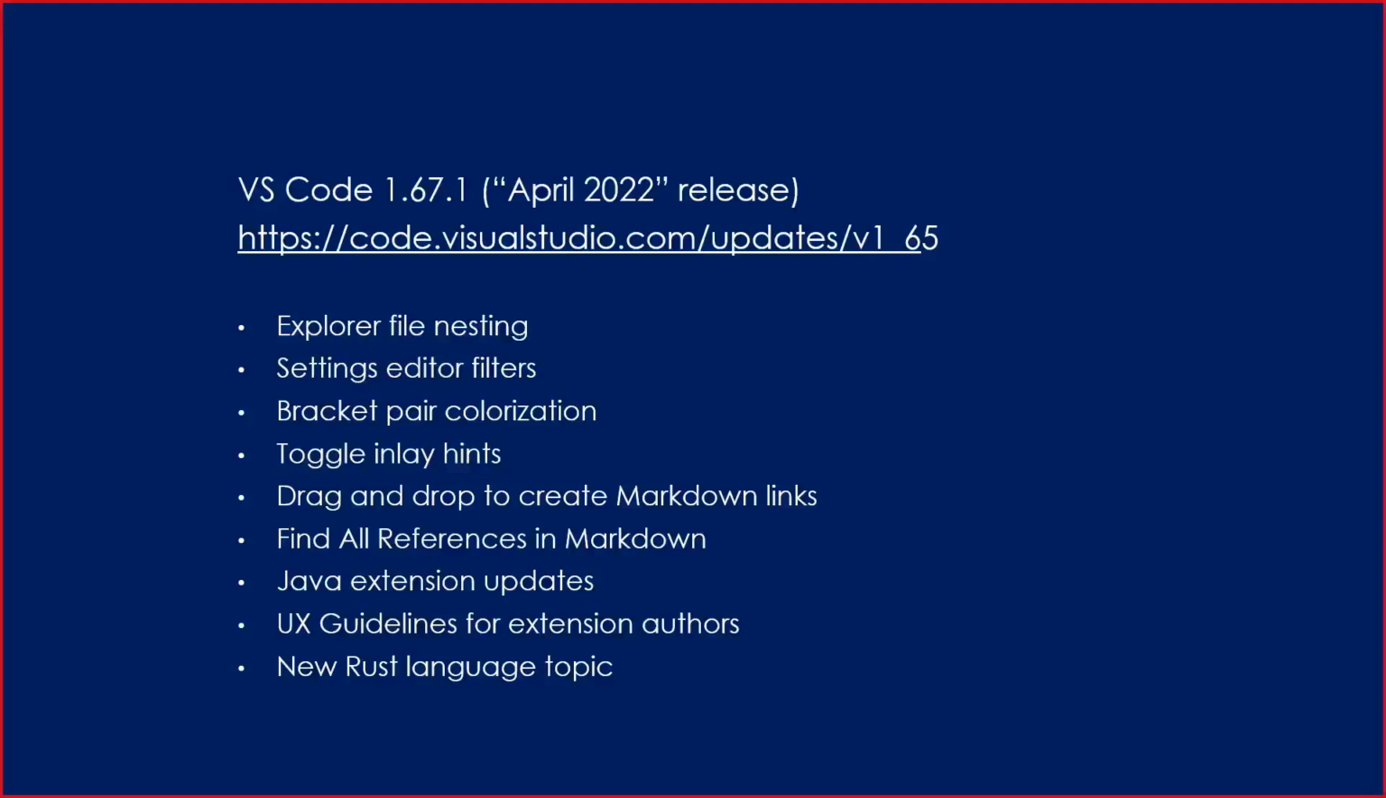If you're editing Markdown documents, you can now drag and drop files into the document, and it'll automatically create a Markdown link. And apparently it even figures out if it's an image you're dropping, then it'll make it an image Markdown link. That's pretty cool. There's also find references for Markdown. Some improvements for Java. I don't really care about that, but I'm sure some people do. And some improved documentation for extension authors. And also, if you're into the Rust language, they've added some documentation on using VS Code with Rust.